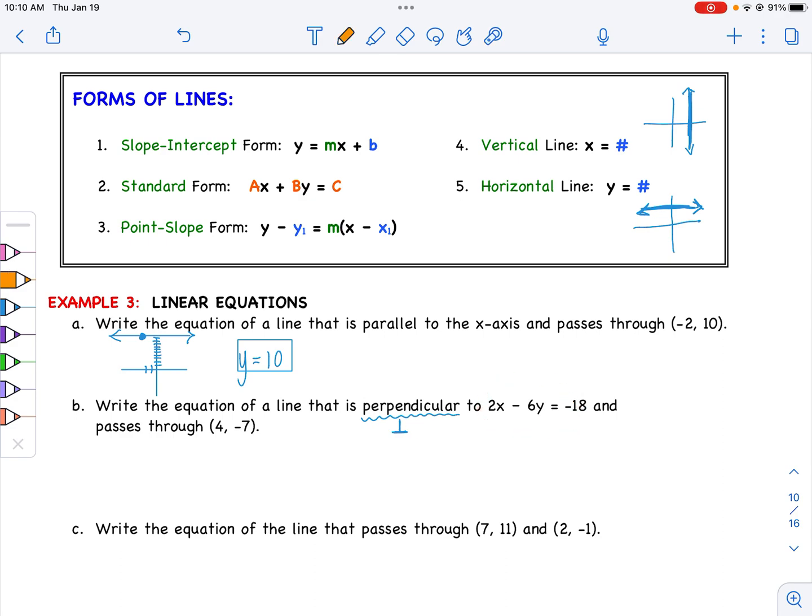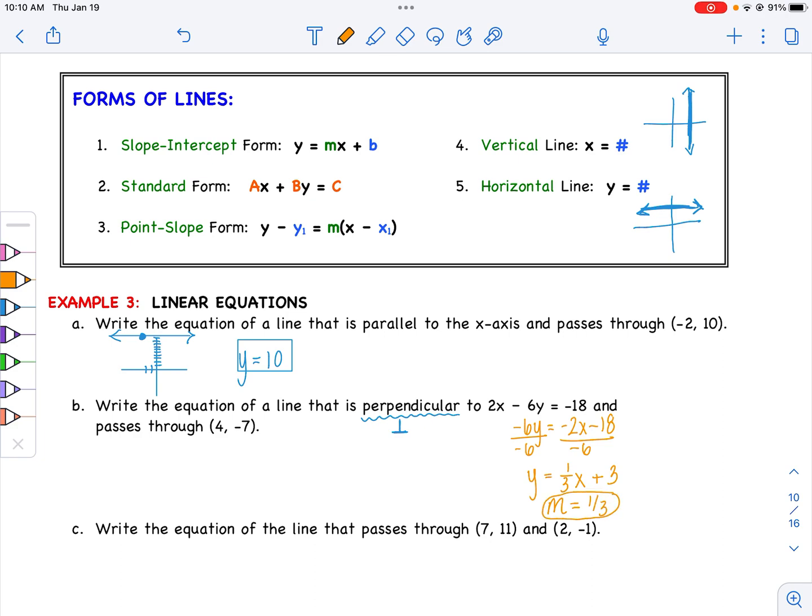So when we find the slope, we want to actually take it from standard form and convert it into slope-intercept. So I'm going to move over the 2x. I'm going to divide everything by -6. When you divide -2 divided by -6, you get 1/3 and plus 3. The reason why I did that is because the slope of this line is 1/3.